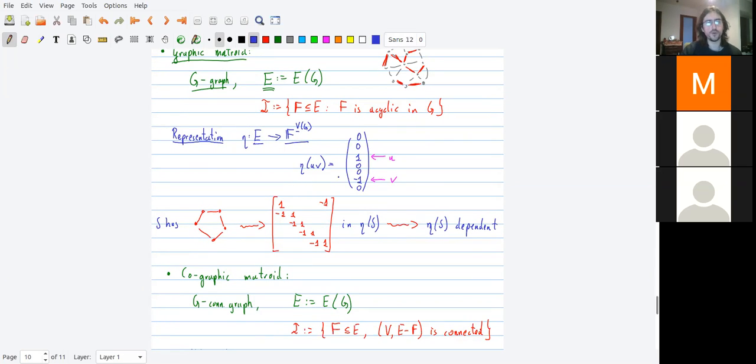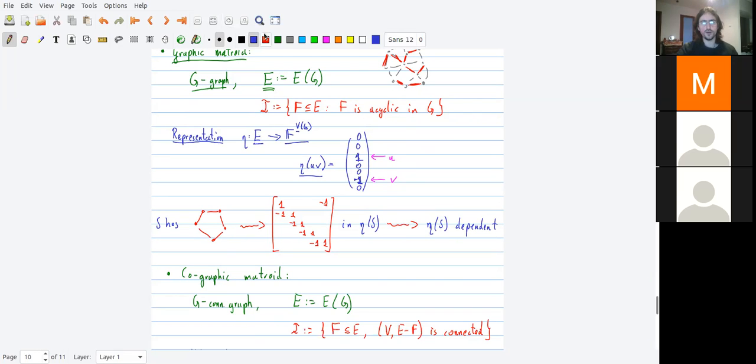Yeah? So the representation would be very simple. If I have an edge uv, I associate a vector consisting of all zeros, apart from putting a 1 at vertex u and a -1 at vertex v. And I claim that this is actually a representation of this matroid, in the sense that a set of edges is acyclic if and only if the corresponding vectors are linearly independent. So let me prove only one implication, namely, if there is a cycle, then it is dependent.